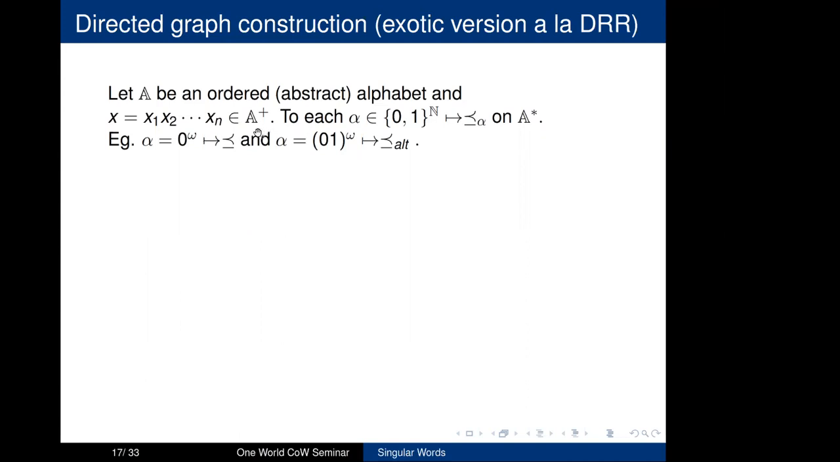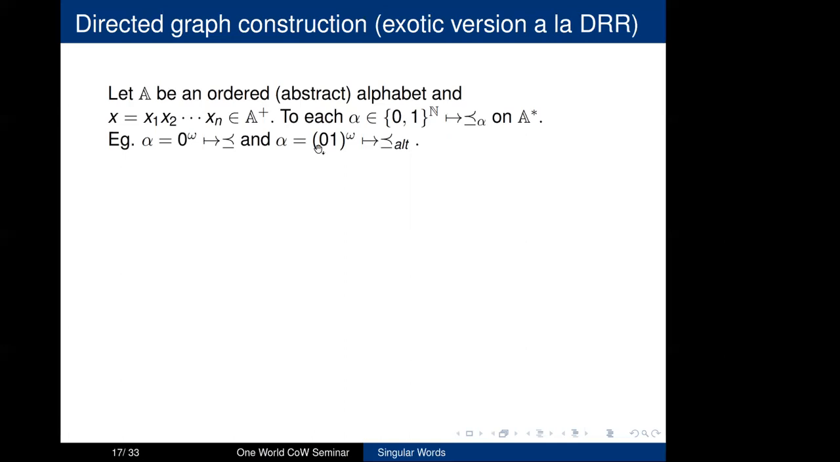So say that's in position J. Then look at the J-th coordinate of the word alpha. If it's 0, then use the usual order to compare the two words. And if it's 1, then you take the opposite order. So from this point of view, the usual lexicographic order would correspond to the infinite word 0 to the omega, and the alternating order would correspond to the infinite word 0, 1, 0, 1, 0, 1, etc.